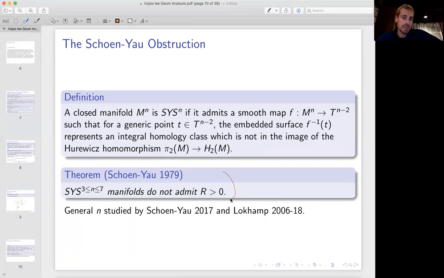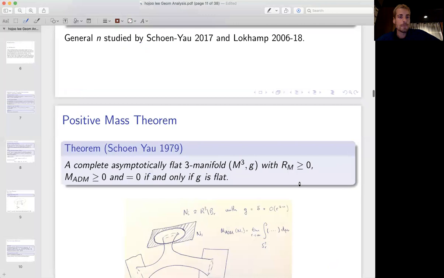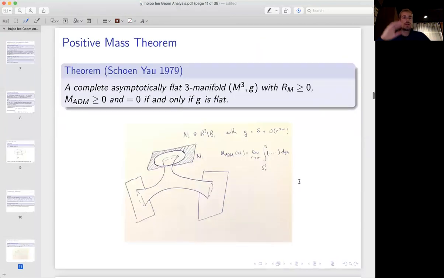So this is the theorem, obviously, that's shown in the Schoen-Yau '79 theorem, although it's not treated quite like that. And then again, there's this general n that's looked at by Schoen-Yau and Lohkamp. And now, what has this got to do with relativity? What has this got to do with mass, ADM mass, etc.? That is going to be the subject of the remainder of the first part of this talk.